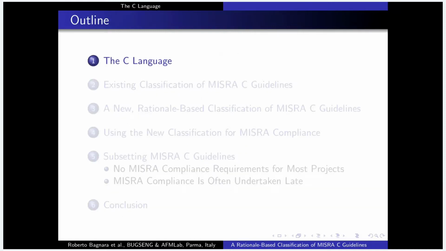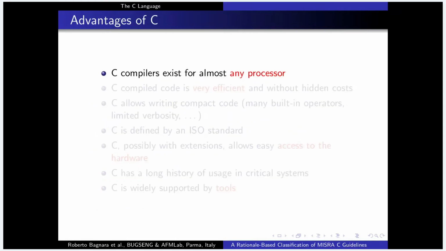So let's start with some introductions. The C language. I think this year is the 50th year since the introduction of the C language, which was in 1972, and it is still the most used language overall, and especially in embedded systems. And the reasons are well known. There are very strong economic reasons.